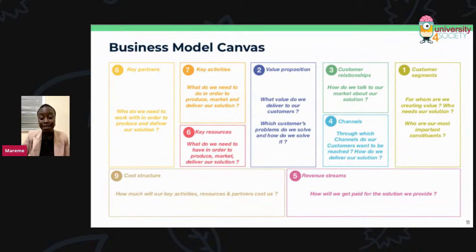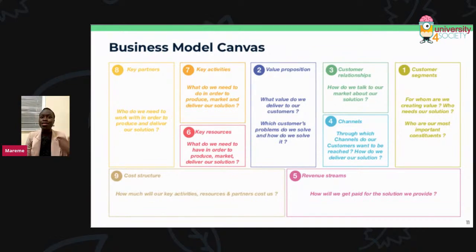Number 7 is the key activities. So what are the key activities of your business? If I woke you up in the middle of the night and asked, what do you guys do? In one sentence, you need to tell me the key activities of your business. It can't just be we're revolutionizing the world. It has to be precise. It has to be concise. It has to be what are the actual key activities that you're doing.